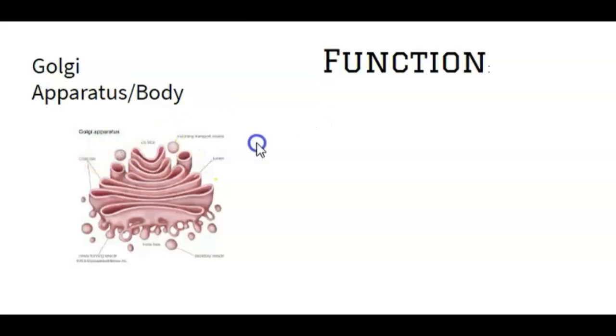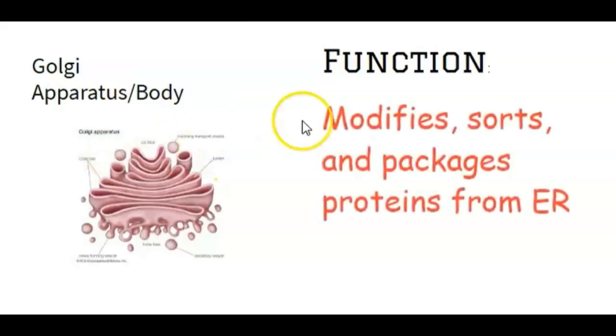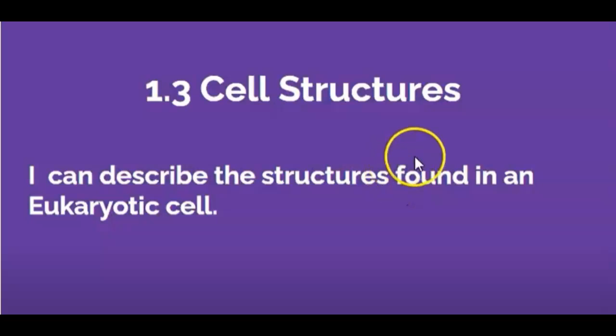The Golgi apparatus looks kind of like the ER. This modifies, sorts, and packages proteins from the ER. So you can kind of think of this as like a mailman or UPS or something like that, for modify, package, and sort. And those are the structures you need to know for 1.3 cell structures. Now, make sure you go back and practice these. I would highly recommend making some flashcards or a foldable, because you will just need to repeat these over and over until you get the hang of it.